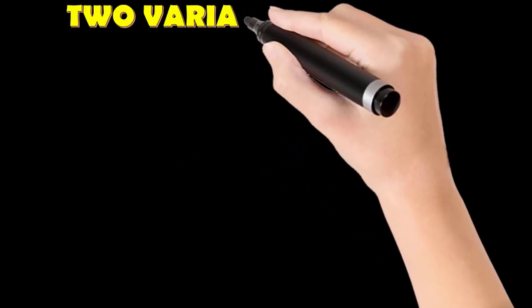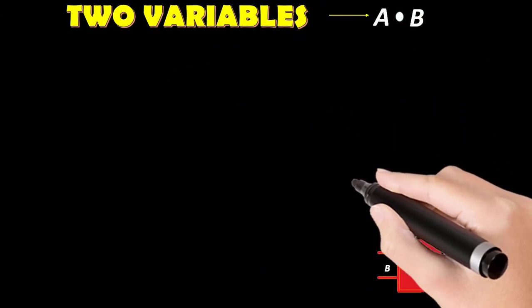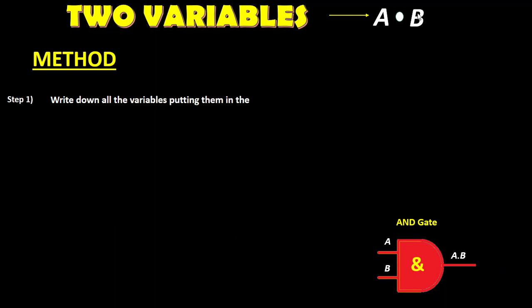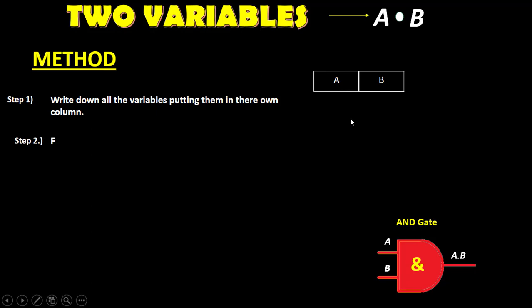Now let's try the same method with 2 variables. We need to find the outputs for the expression a and b up here. So step 1, again, we write down all the variables, putting them in their own column. So there we go, we've got 2 variables, we put them in their own column.